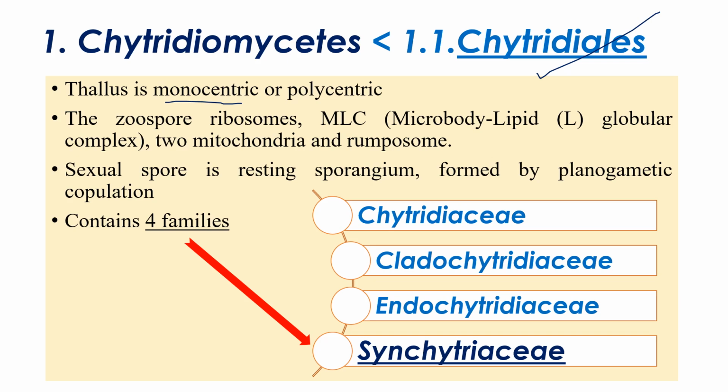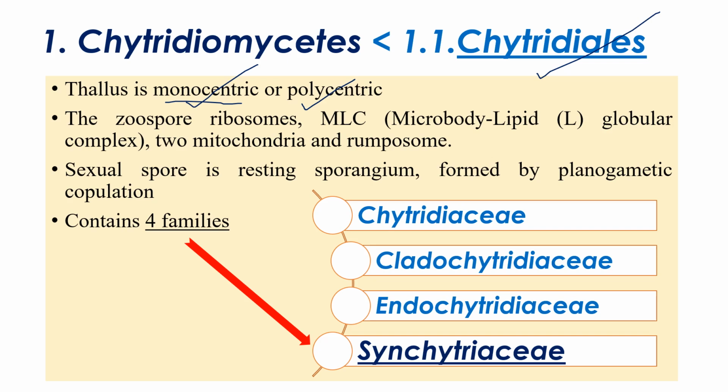Just now we discussed what monocentric is. If the thallus has only one kind of reproductive structure, it is called monocentric. If the thallus has more than one, or multiple, reproductive structures, it is called polycentric. Here it is mentioned that in Chytridiales, the thallus may be monocentric or polycentric. And the zoospores consist of various kinds of structures.